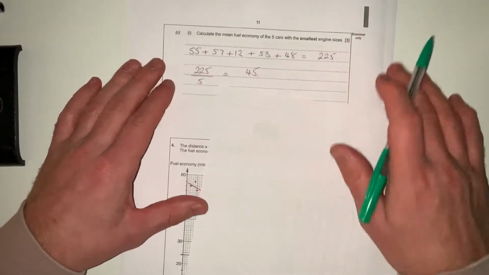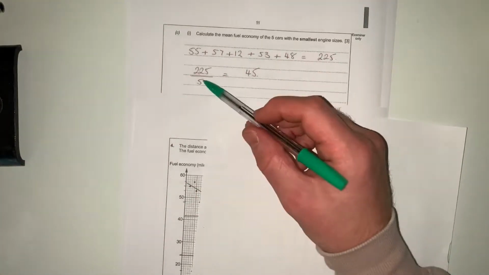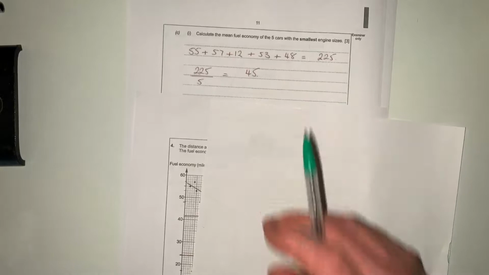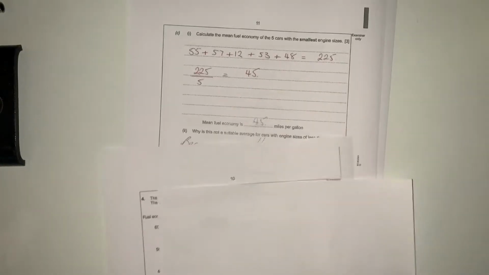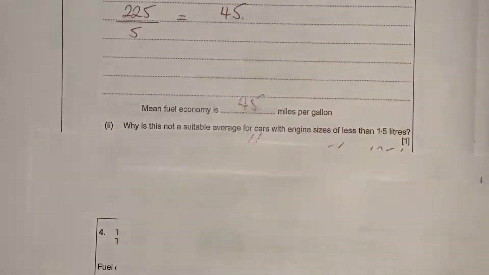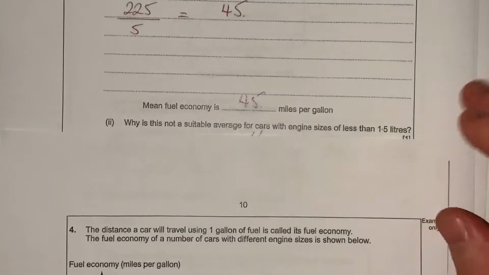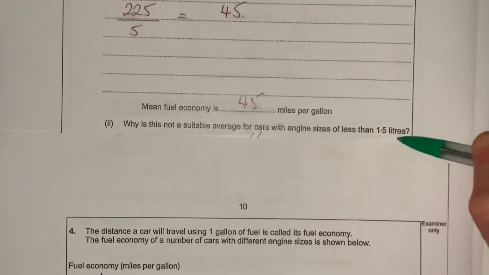So for your final third mark, obviously you get 1 mark for trying to add them up and using the correct numbers. Trying to divide by 5 gives you second mark, 45 miles per gallon for the third and final mark. Okay. Next one, why is it not suitable? Why is this not a suitable average? Well, for the cars in less than 1.5 litres.